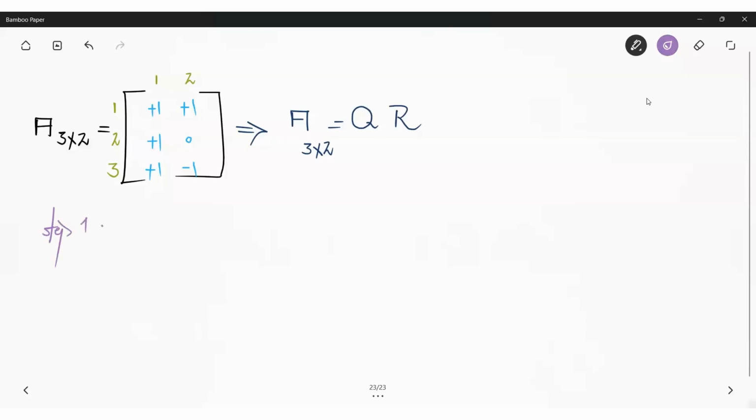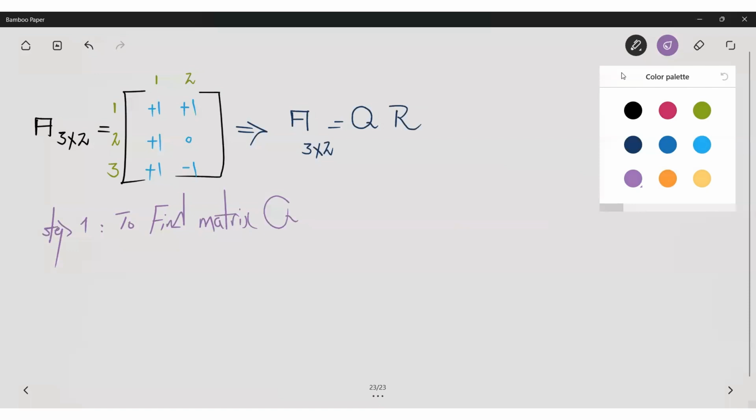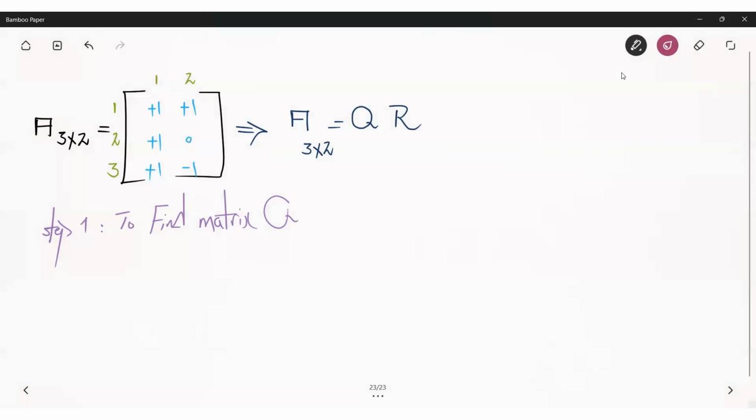Step number 1, we just attack matrix Q. We just need to find matrix Q. In order to find the matrix Q, we have one very simple strategy. I'm just going to do that. And also step number 2 is going to be find matrix R. In order to find matrix Q, I'm just going to start with this strategy.